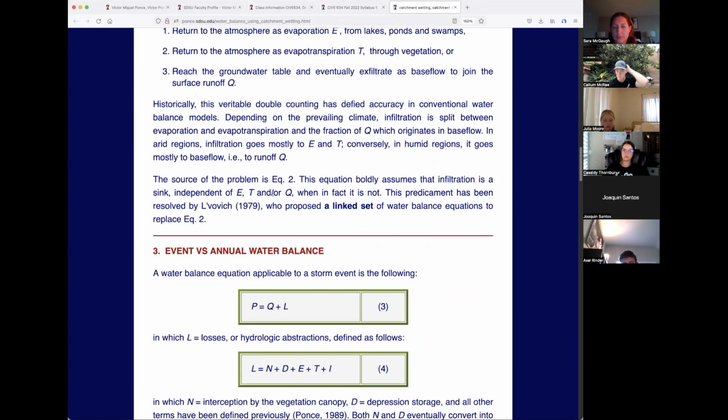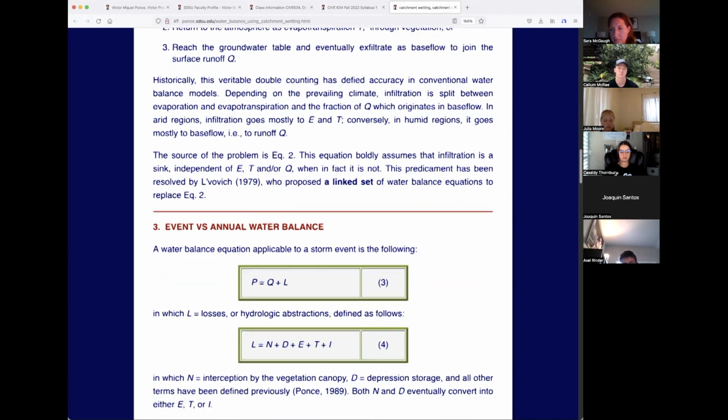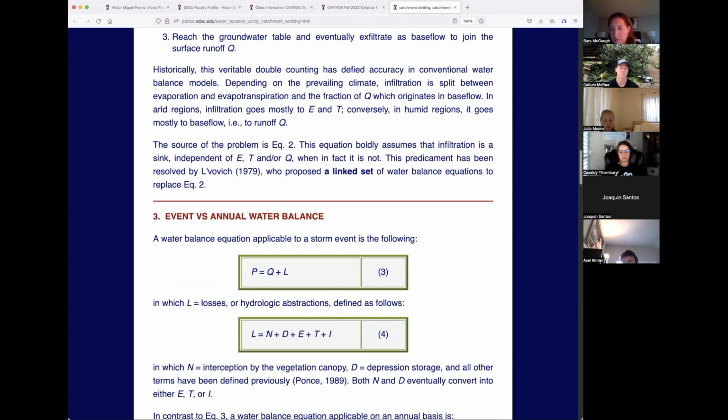Okay? And the source of the problem is equation 2. This equation assumes that infiltration is a sink independent of ET and Q, when in fact it isn't. And that is where the problem with the conventional water balance is. So when you do a conventional water balance, there's always a problem in closing the problem completely.